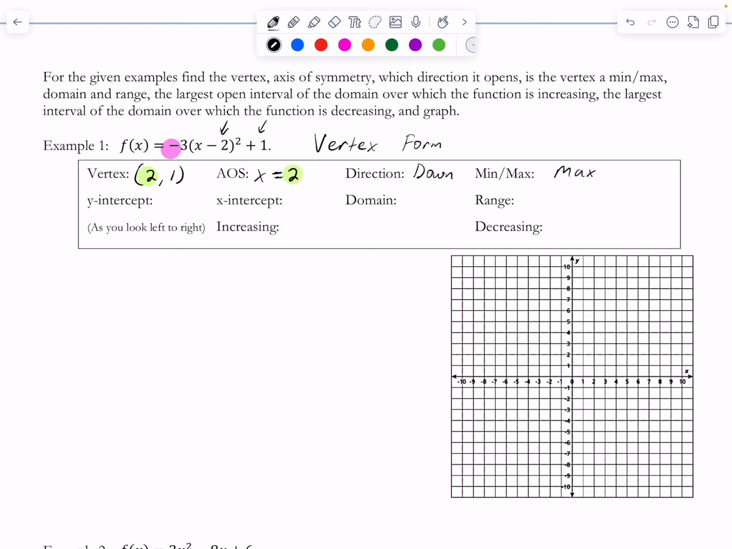The y-intercept is a little bit more challenging to get. So to get the y-intercept, I'm going to plug in 0 for x. All right, so -3 times 0 minus 2.